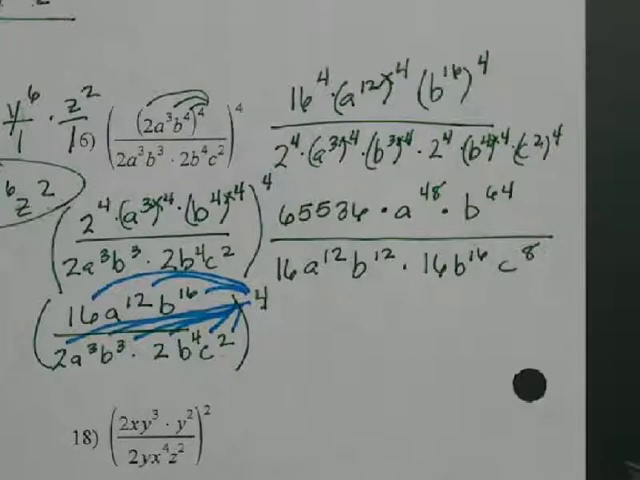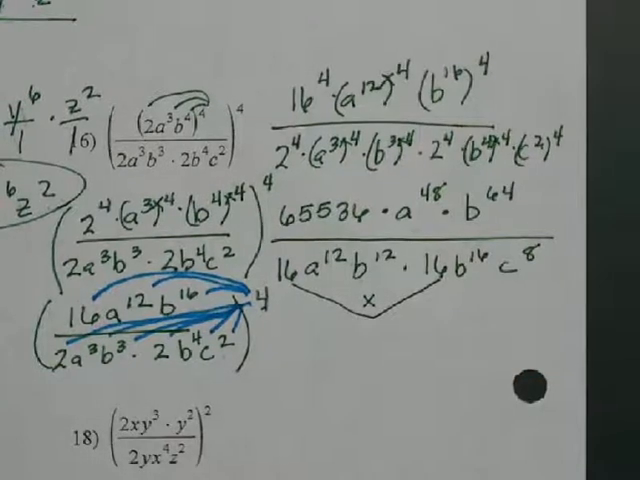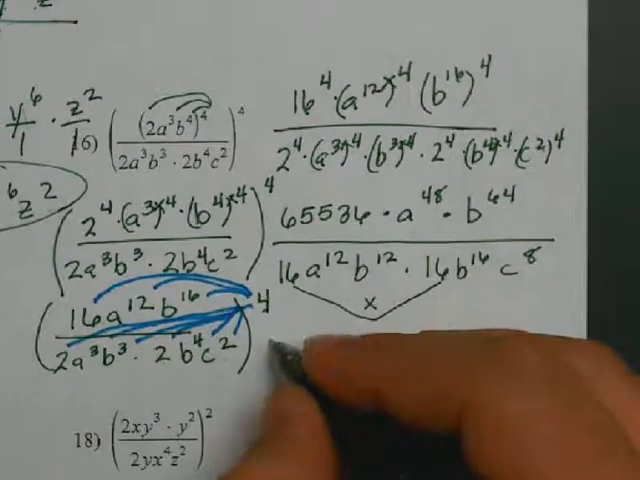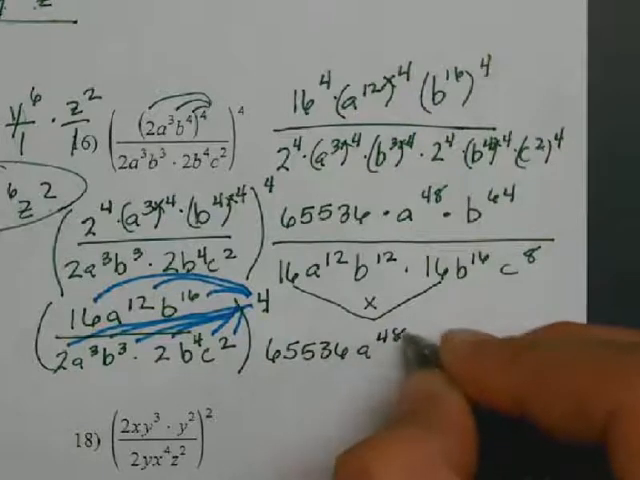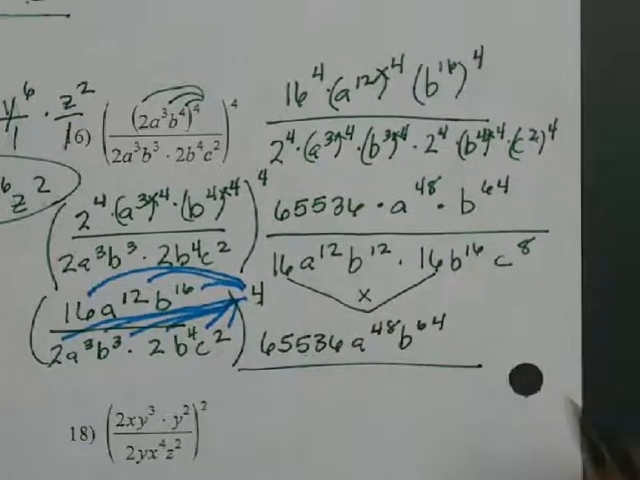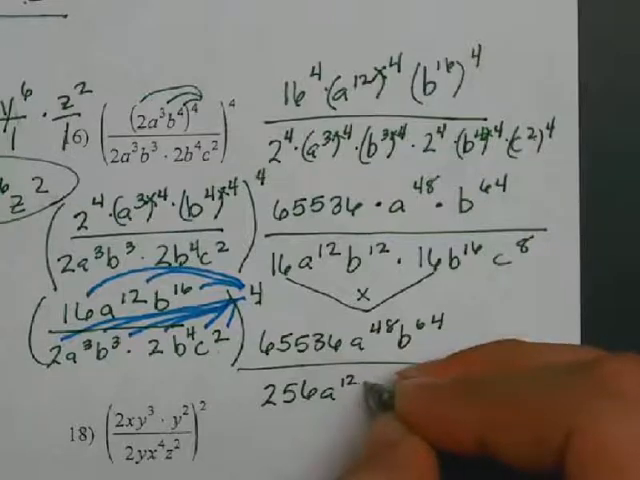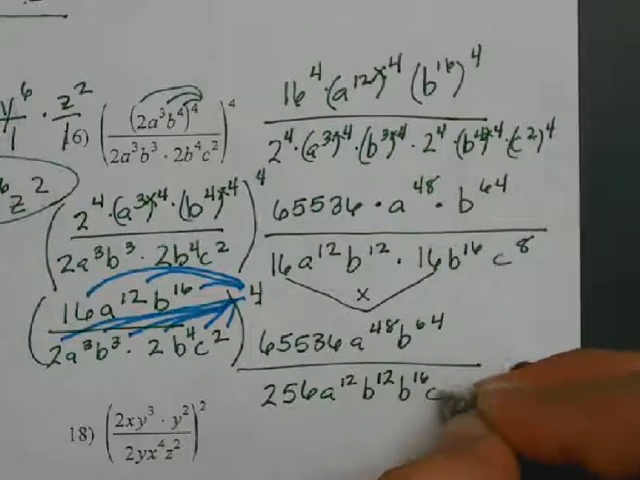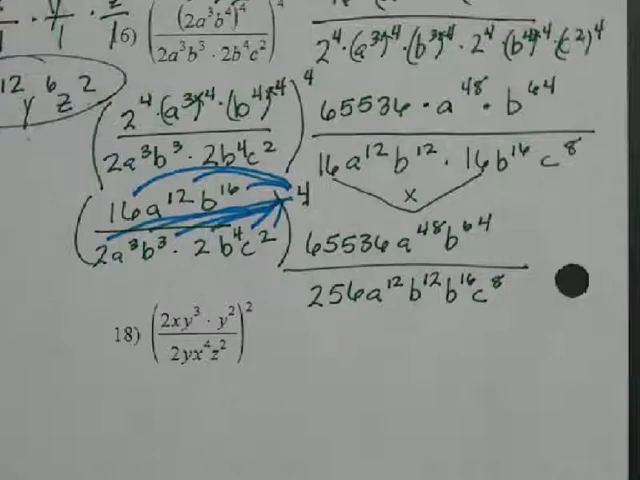Alright, so when I'm looking at this, first thing I'm going to do, I'm going to multiply these two coefficients right here, and that's going to kind of take care of this number right here. So I'm going to rewrite my next line, 65,536, a to the 48th, b to the 64th, and all that's over 16 times 16, you all should know that. That's 256. And then that's going to be a to the 12th, b to the 12th, b to the 16th, c to the 8th. Okay. So then from there, now we can start to simplify this.